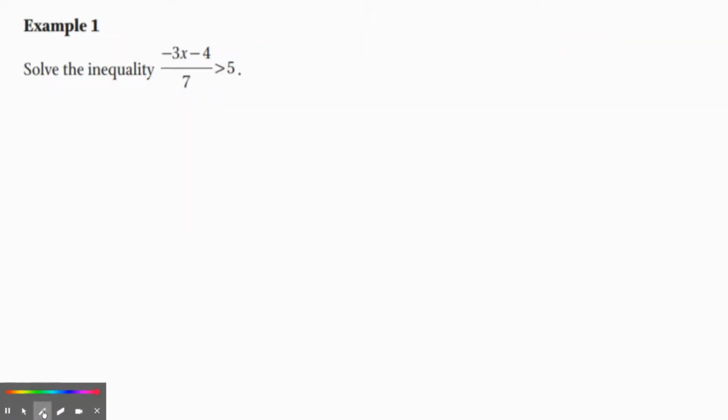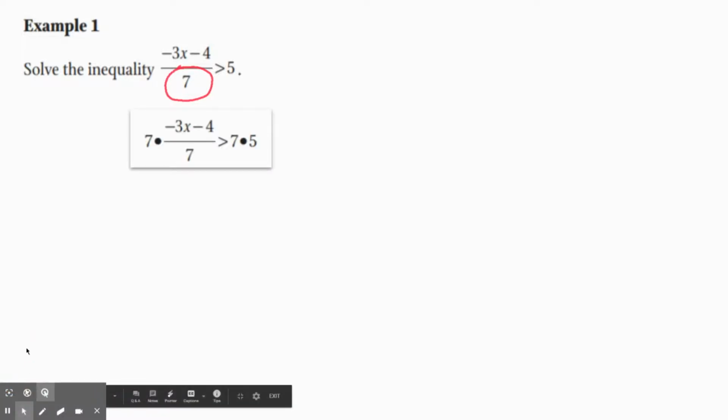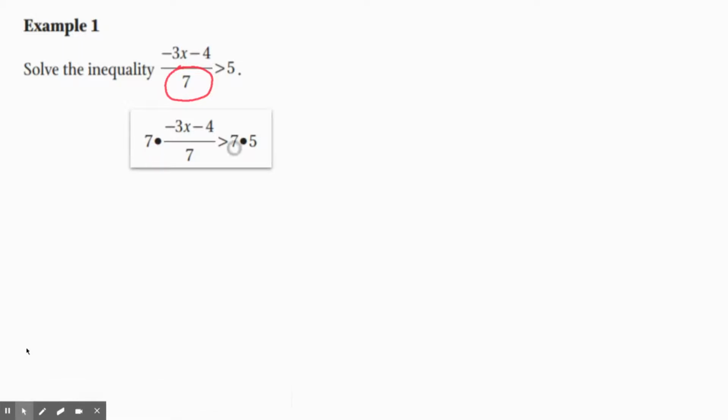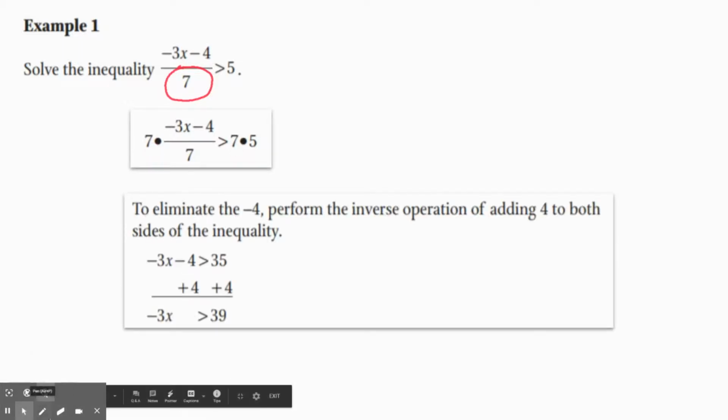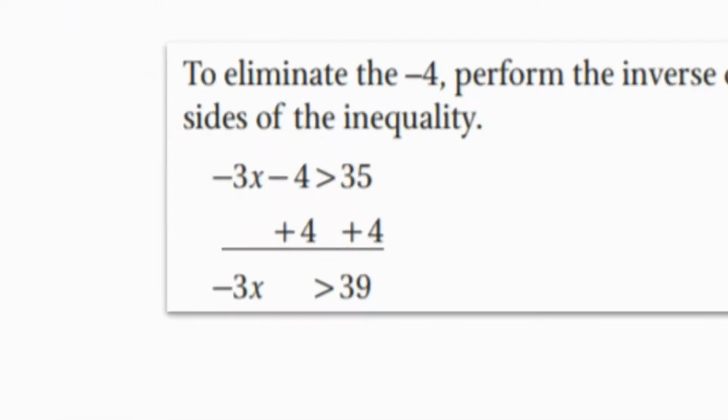All right, now for some actual solving. Example 1, solve the inequality. Notice there is a number in the denominator, and we have talked about what to do in this situation. If you want that 7 to somehow get disguised, you can multiply both sides by 7. That's called the multiplication property of equality. And here we have 7 being multiplied by both sides. And then add 4 to both sides, you get -3x greater than 39.